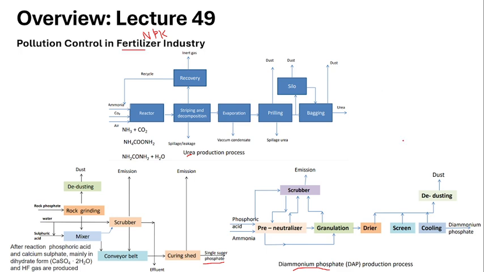Now, how is urea produced? This is the chemical formula of urea. This urea is produced by the reaction between ammonia and carbon dioxide in a reactor. After this, stripping happens, then evaporation, prilling and bagging. If you look into each and every step, the waste produced from each step is given in the flow diagram itself. Here in the stripping and decomposition, there is a lot of spillage and leakage. And here in the evaporation, vacuum condensate is released.